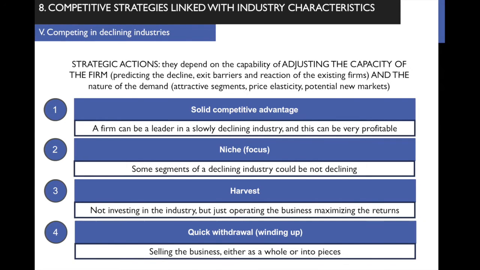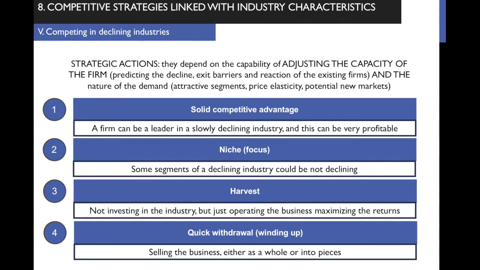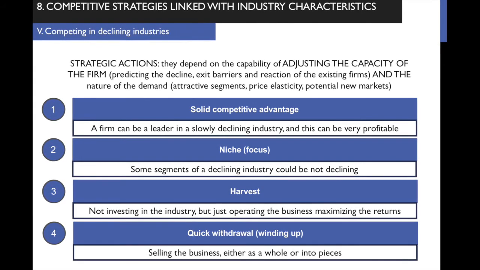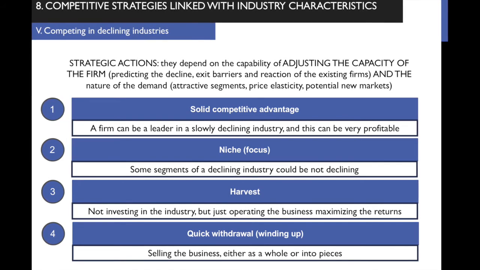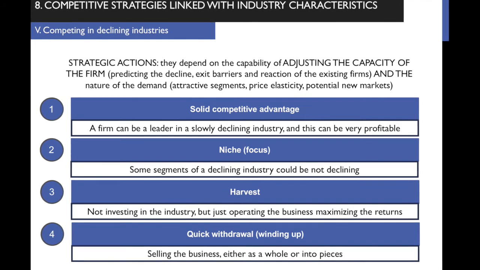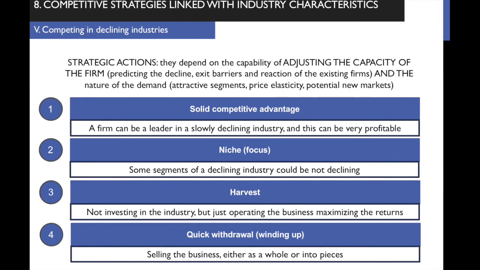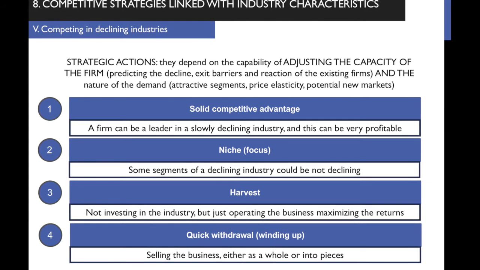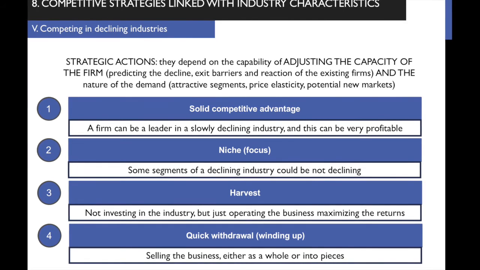On the other hand, there's another factor, which is the nature of the demand. Inside a declining industry, there can be attractive segments. So, if there are, one of the strategies I am going to explain is interesting. Also, it depends on the price elasticity. If there's a high price elasticity, I mean, if a reduction in prices will increase heavily your sales, there's going to be a problem because companies are going to compete in prices. Also, it depends on the existence of potential new markets. Maybe your industry is declining in the current market, but maybe you can look for some new markets.